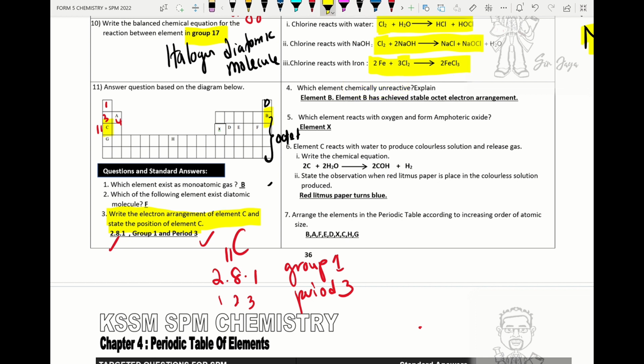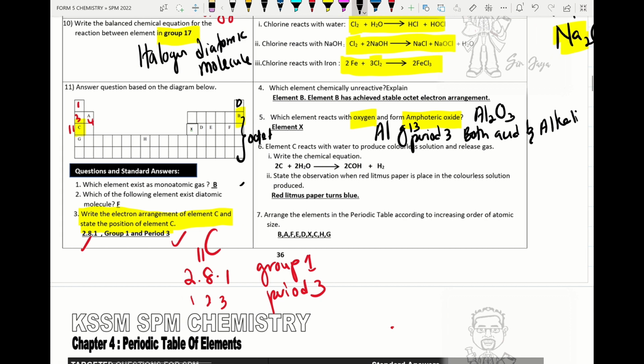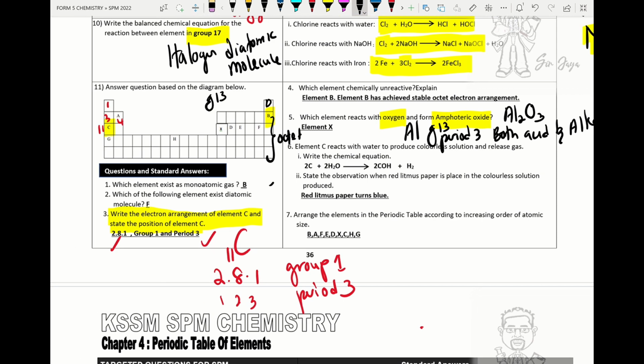All right, next one: which element reacts with oxygen and forms amphoteric oxide? Please remember, amphoteric oxide, for example aluminum oxide, is an oxide that can react with both acid and alkali. And please remember aluminum is from group 13, period 3. So where is group 13? The group 13 is here, period 1, period 2, period 3. So the element will be X.